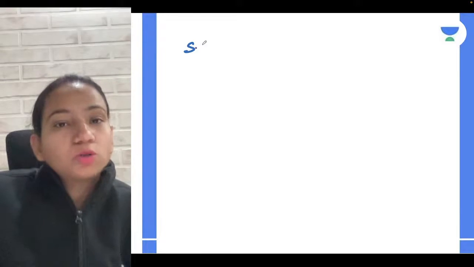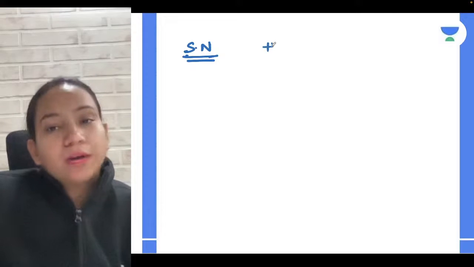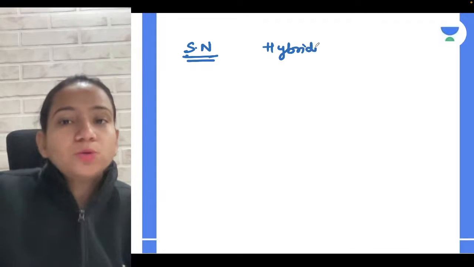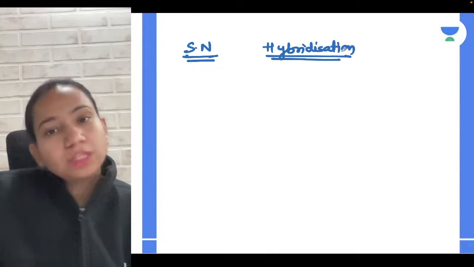Suppose I get to know the number of lone pairs plus bond pairs. How will I be able to tell the hybridization? And will I be able to tell the bond angle? So let's discuss that. What will be the hybridization for it?